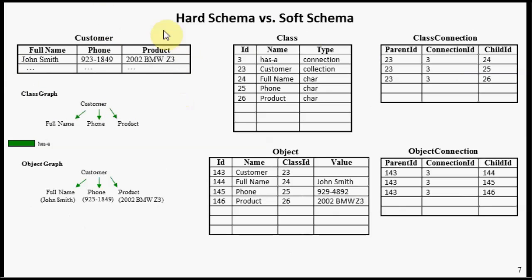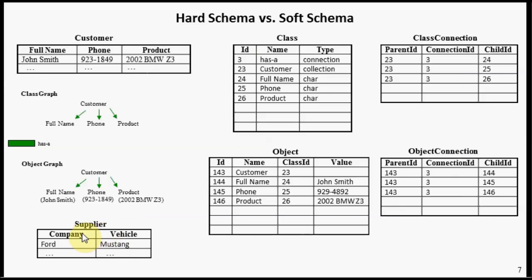So what I've shown here is that the information that you would normally see in a hard schema has its equivalent in a soft schema reflected here. Now what happens if we were to add another conventional hard schema table here? So we have a supplier table here with columns company and vehicle. What changes over here now? Well, first of all, we add new rows in the class table representing the supplier table and columns company and vehicle. And we would also have equivalent appropriate rows populated in our class connection table.